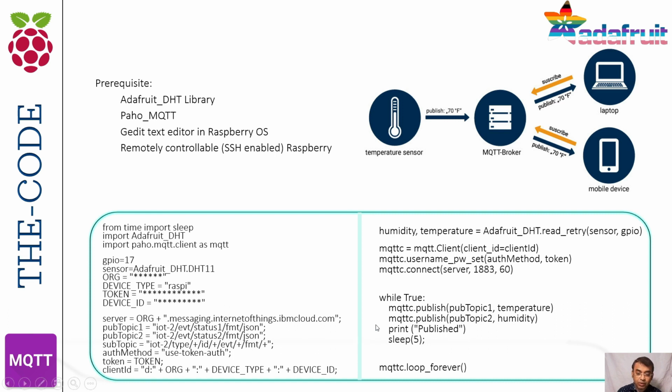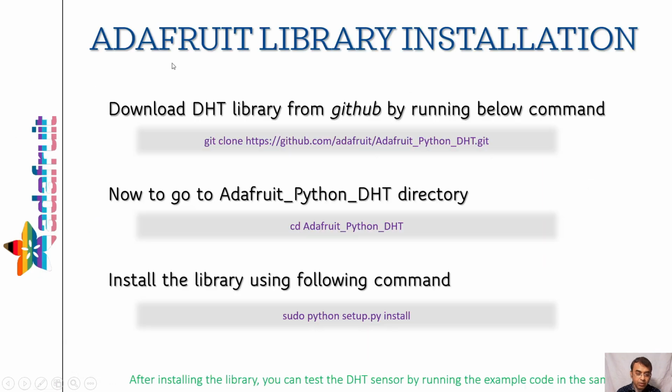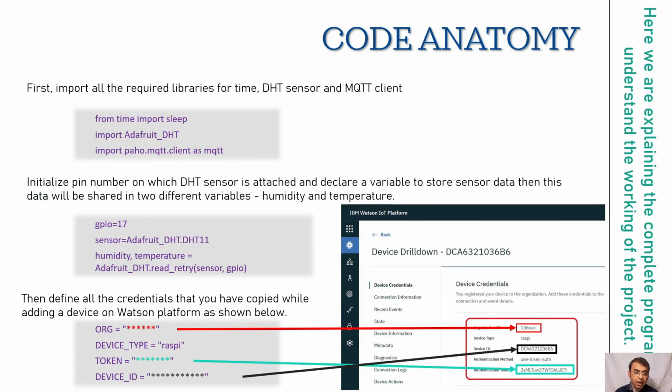This is the code, so I will discuss this with you guys. What you have to install is the Paho MQTT and Adafruit library. This is the Adafruit library installation. So guys, you can see the commands. Just type all these commands into your Raspberry Pi terminal. And now I will come to the code anatomy.